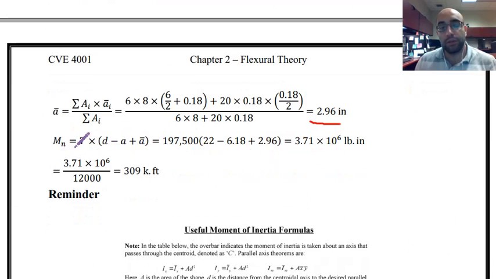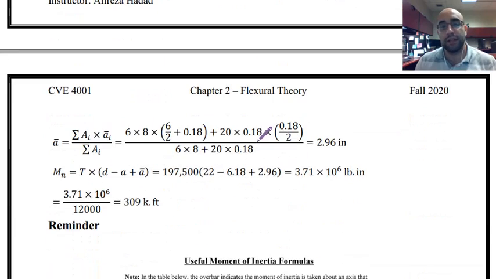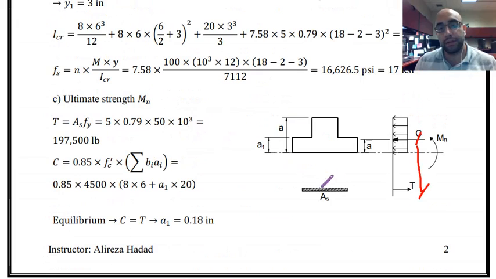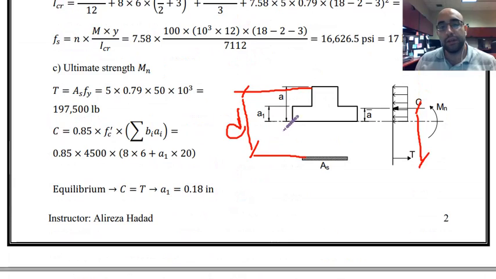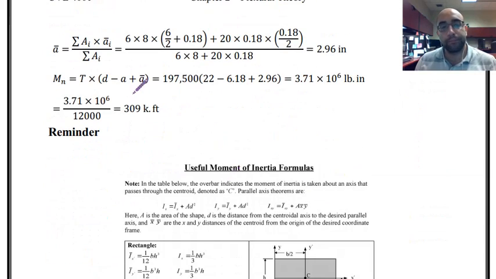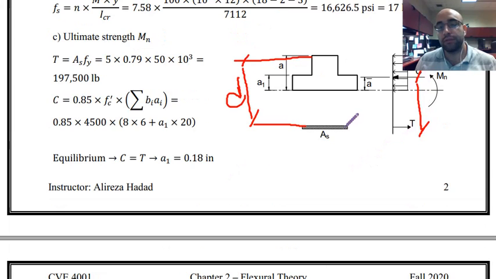So Mn, the ultimate strength, will be equal to tension force, this force, multiplied by this distance. And that distance is equal to D. D is this distance. D is always the distance from centroid of steel to the very top of the section, minus A, D minus A plus A bar. This way we can find this distance that we have between the forces. Right? I'm basically multiplying T by the distance between the forces.